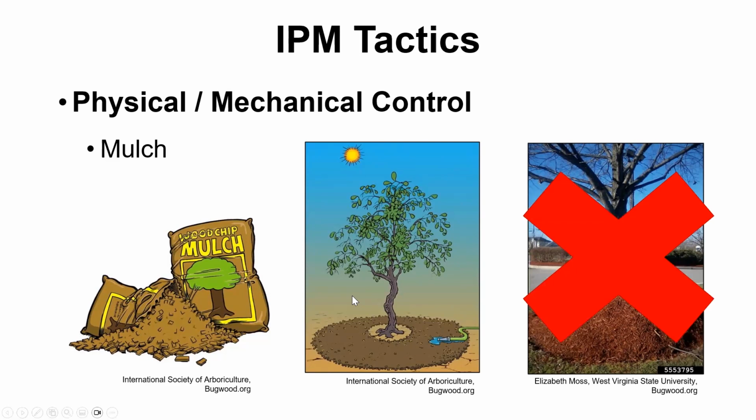This picture in the middle is what you really want to do. You want to have a donut. So you should be able to see the root flare. And you should make like a donut around your tree. And usually about to the tree line is what's recommended, especially for small trees.